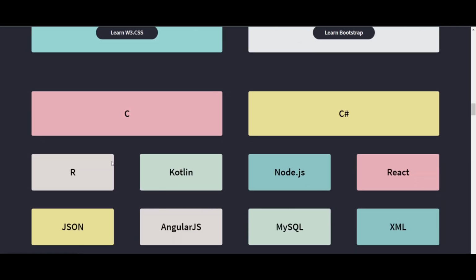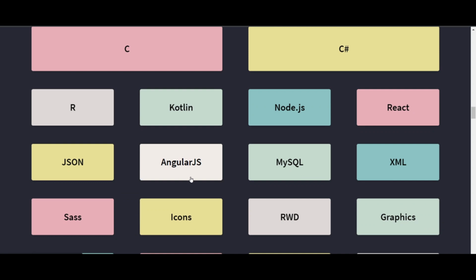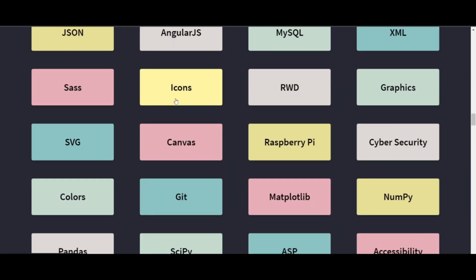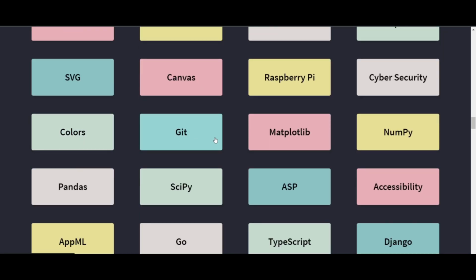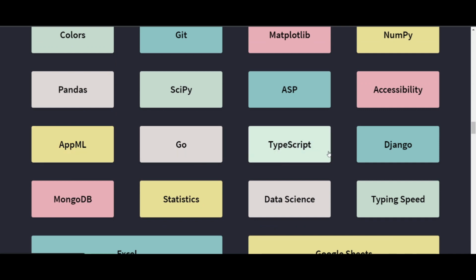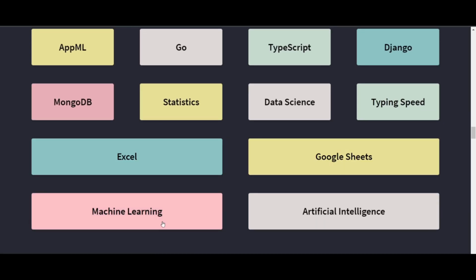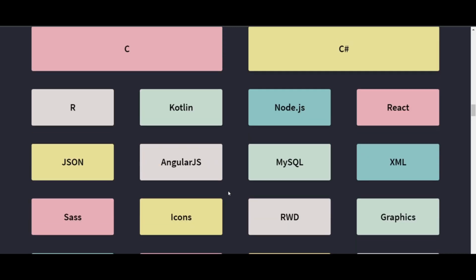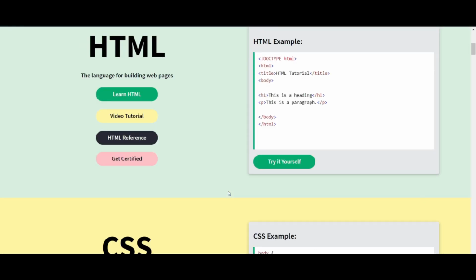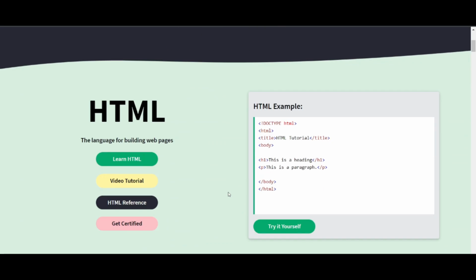C, C#, R, Kotlin, Node.js, React, JSON, AngularJS, MySQL, XML, SAS, RWD, Graphics, SVG, Canvas, Raspberry Pi, Cybersecurity, Colors, Matplotlib, and NumPy. These are Python libraries. Pandas, SciPy, ASP, Accessibility, AppML, Go, TypeScript, Django. This is a Python framework. MongoDB is a NoSQL database, statistics, data science, typing speed, Excel, Google Sheets, machine learning and artificial intelligence. These are all the features given in this website, so you can learn and achieve what you want and get a dream job.